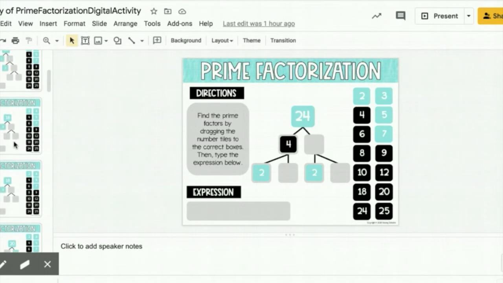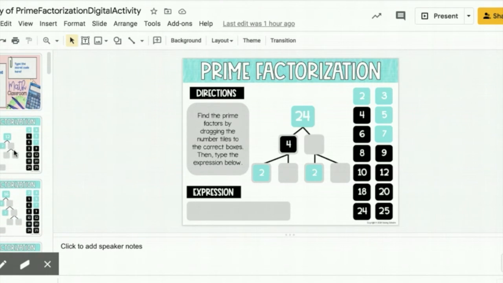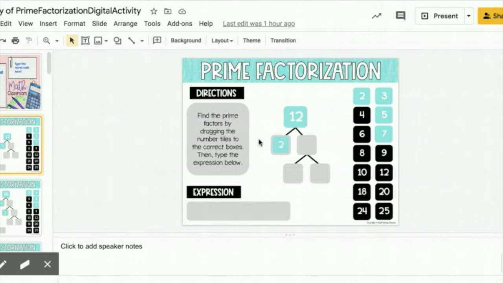So what they do as well is they're kind of color-coded. So let's do this and I'll explain the color coding. Start off with 12. It says that 2 times something is 12. Well, I know that 6 times 2 is 12, so I'm going to drag my 6 to that box right there.